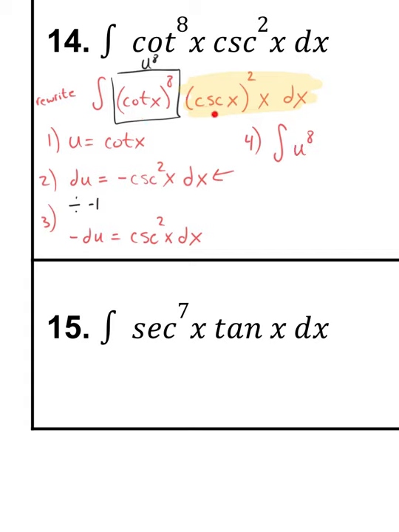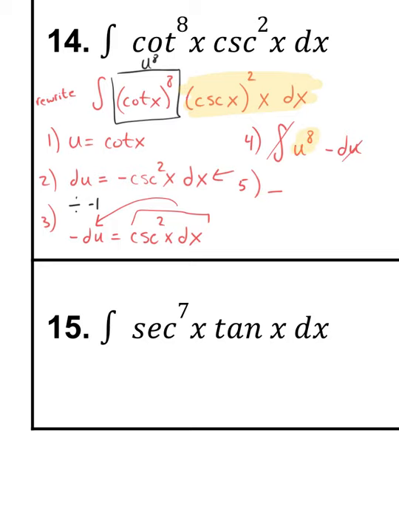And I replace cosine squared of x dx. Our differential tells us that that whole thing is equal to negative du. Fifth step, I take the antiderivative. Don't forget that -1 comes along for the ride. The integral notation always drops out. You will have one thing left.